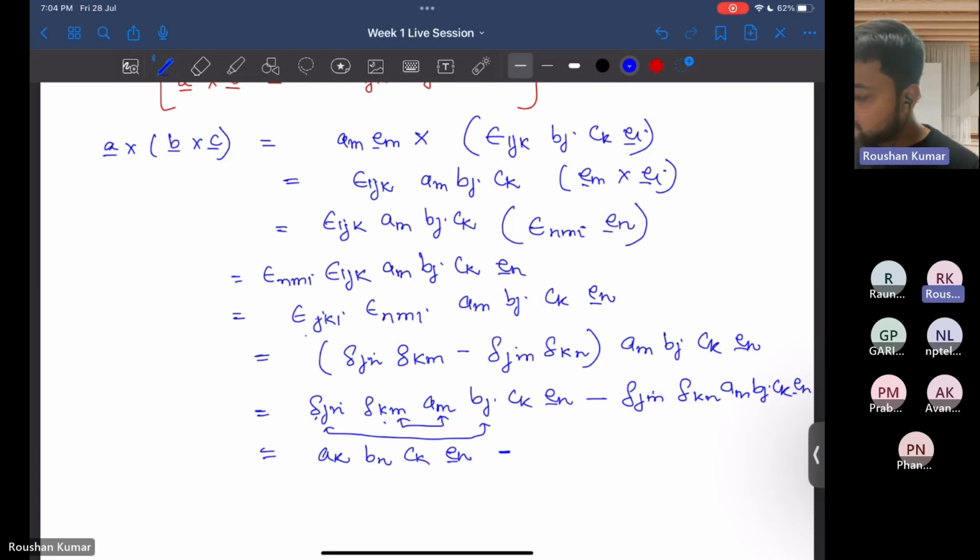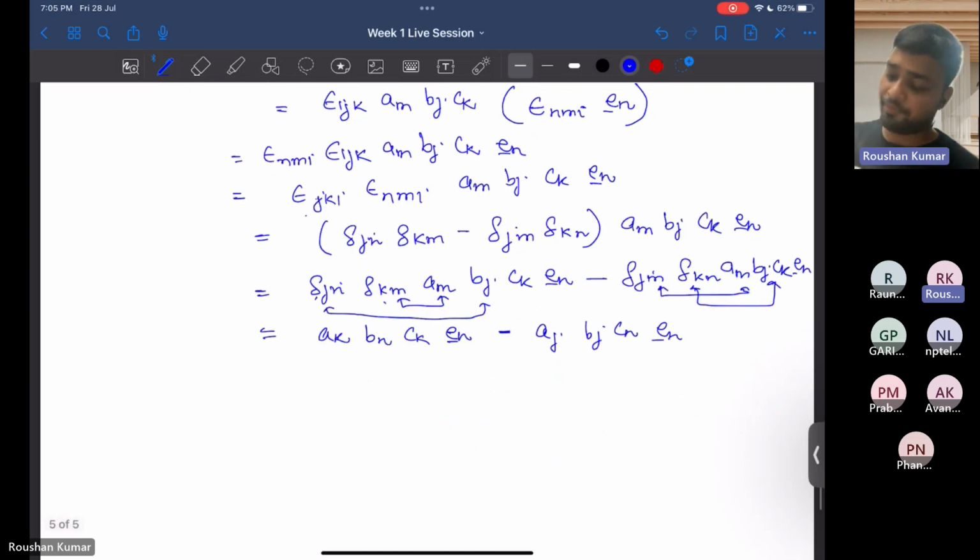am and del jm, so m is repeating twice, so am del jm becomes aj. Similarly, k is repeating twice, so del kn and ck, so ck del kn becomes cn. So aj, bj, cn into en. Here we will get, and now we can see that ak, bn, ck.